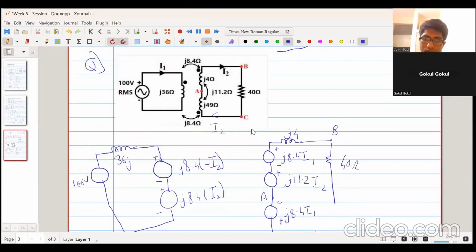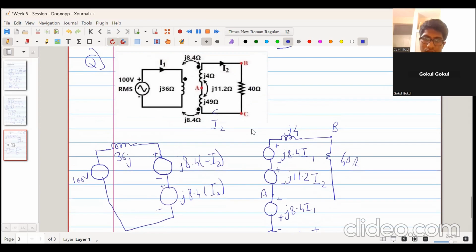J 8.4 minus I1. Now, why, sir? Plus I1, you write, sir. It is minus I1 only comes, sir, because I1 is entering, this I2 is leaving. So minus.